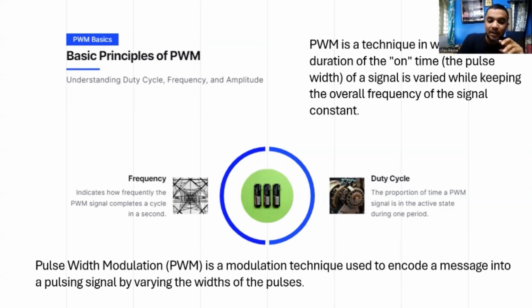What is frequency? Frequency indicates how frequently the PWM signal completes one cycle in a second. Simple. How many cycles per second the PWM can complete is called the frequency of the PWM. Coming to the duty cycle, it is the proportion of time the PWM signal is in the active state. How much time the signal is active, or in the on state, in one cycle is called the duty cycle.